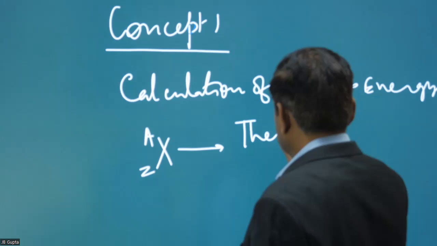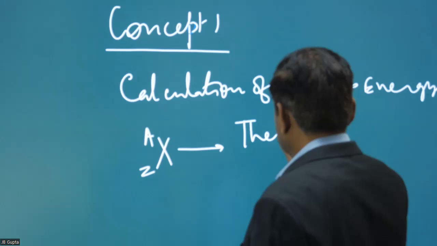That means if you want to make the nucleons free from the mutual interaction, you need to supply this much amount of energy to the nucleus. So there's the concept of binding energy. So hope you understood. First of all, you'll calculate the theoretical mass of the nucleus. Then after calculating the theoretical mass, you calculate the actual mass, which is given there.